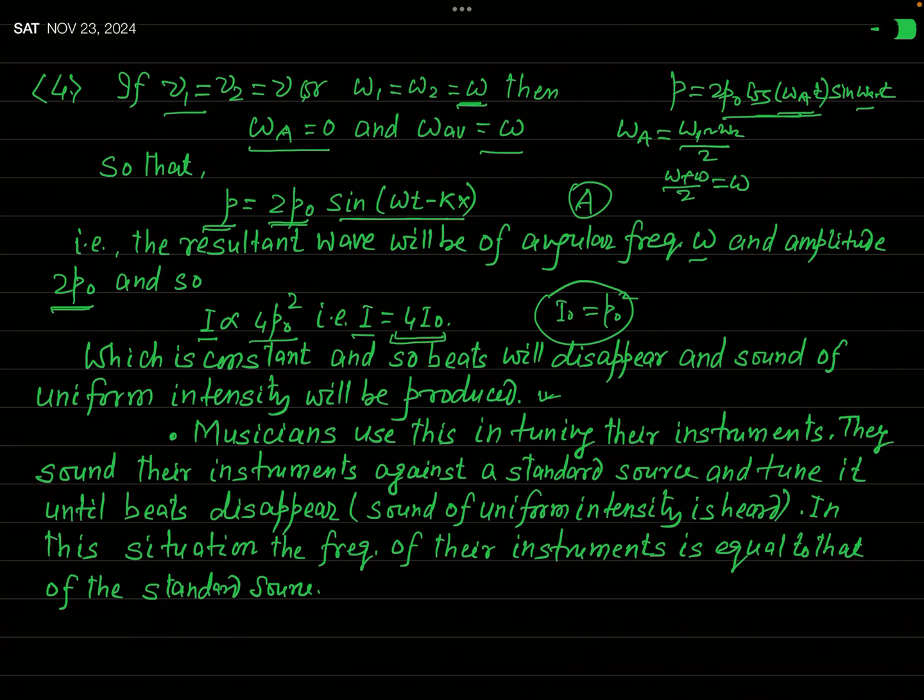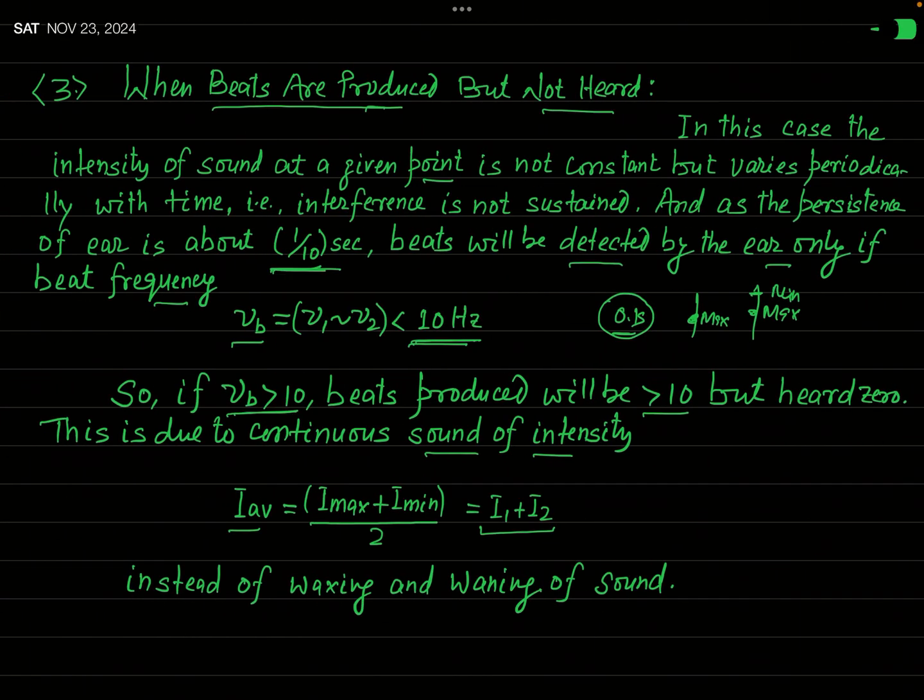So for beat formation, frequency should be different. But if you take a large difference, see here, beats will be observed only when the beat frequency will be 10. So if you now consider that nu1 is equal to 400 hertz, and nu2 is equal to 420 hertz, then what will be the beat frequency nu b? This will be 20 hertz.